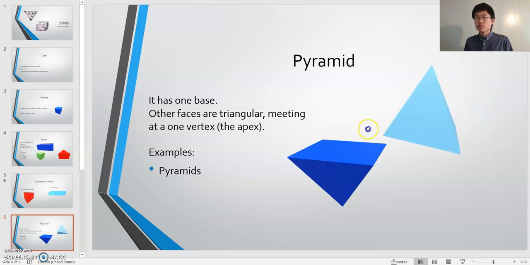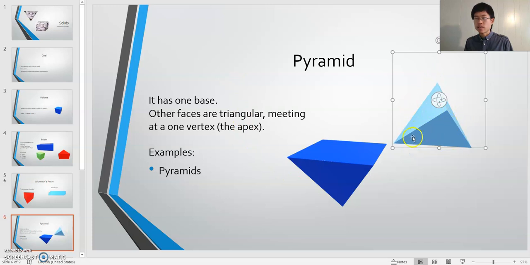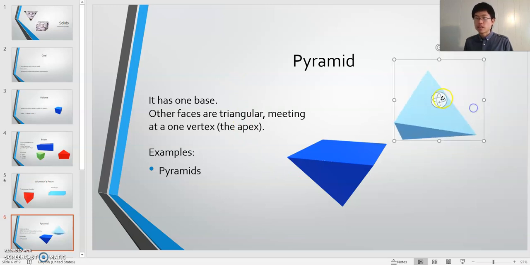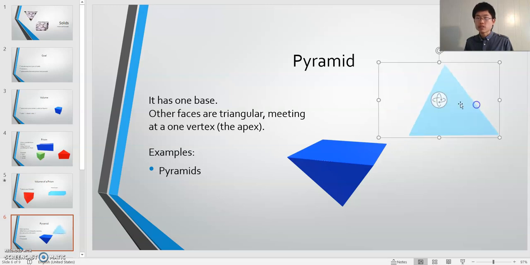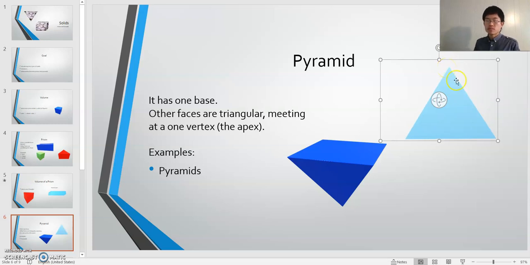As you can see, all of the sides are triangles, so I'm just going to pick this dark shaded part as a base. And like I said before, it's triangles on the other faces meeting at this point. It's the apex. Examples of a pyramid are the pyramids that you might see in Egypt and Mexico and other countries.